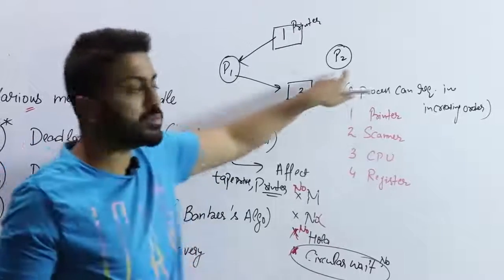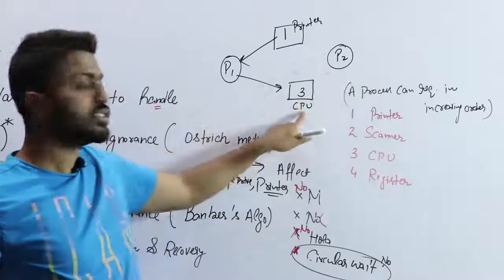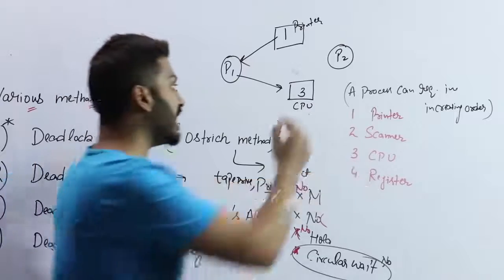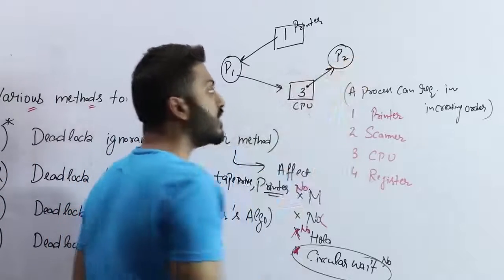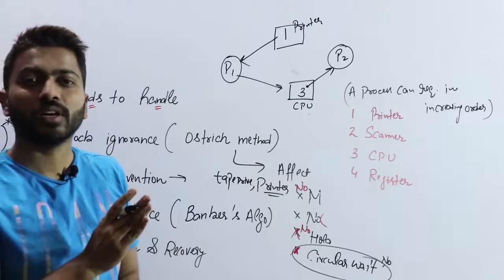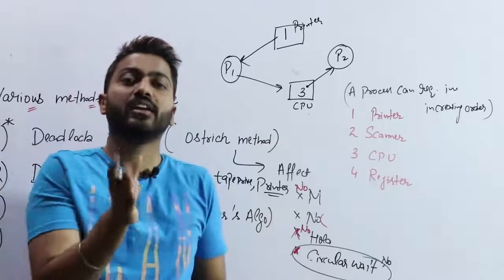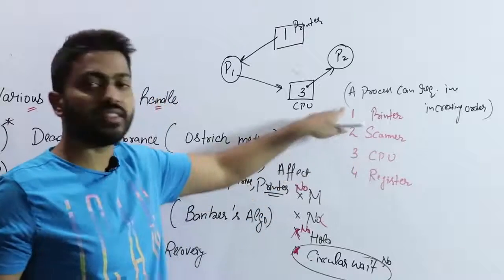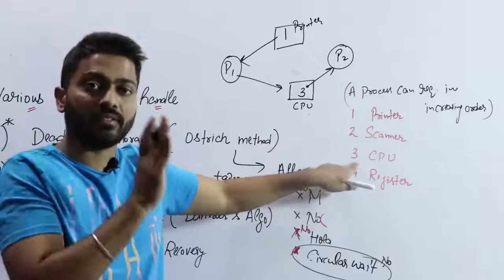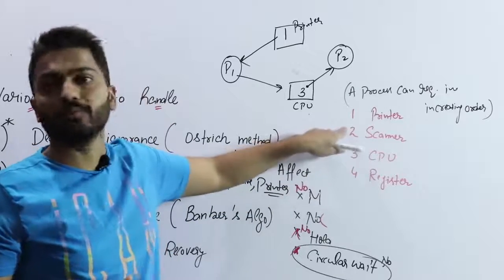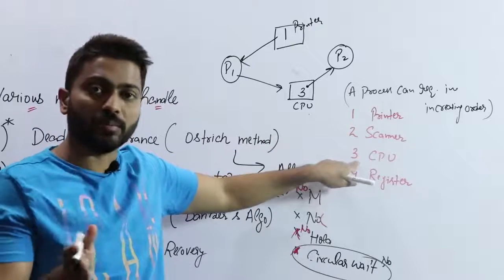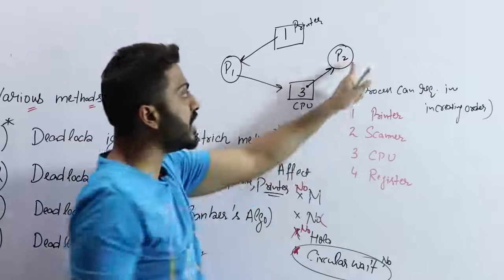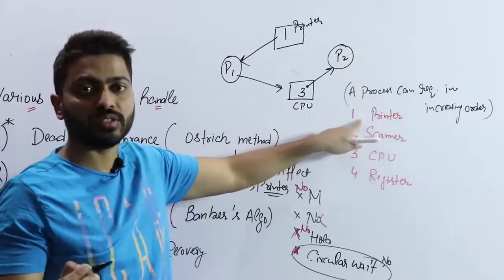If P2 comes and says I need the CPU, the resource number 3, no problem, I can give resource number 3 to P2. Now if P2 says I need resource number 2 or resource number 1, a number which is less than what it already has, no. A process cannot request a number less than the previous request. So now if P2 says I need the number 1 resource.